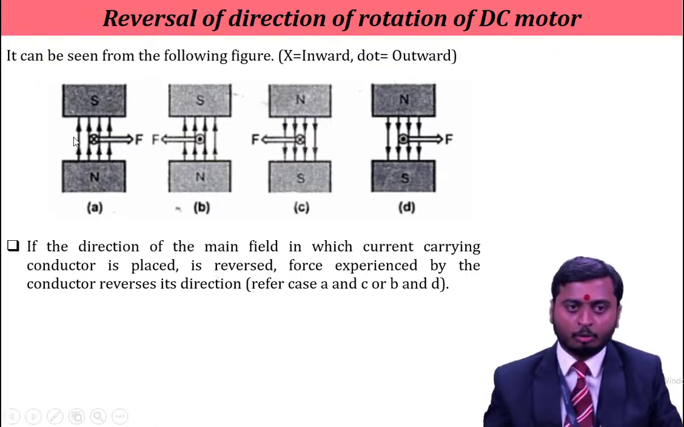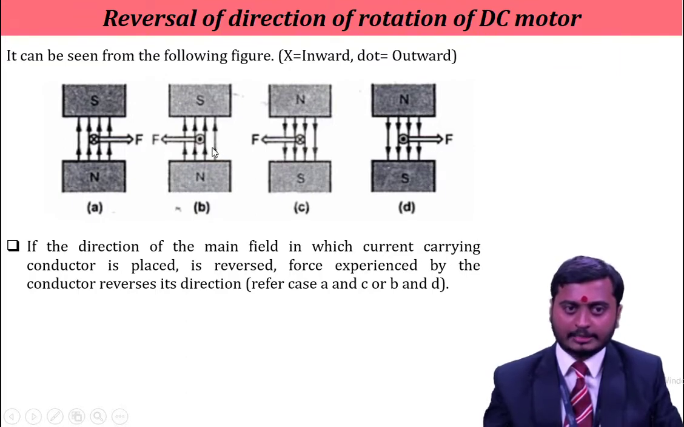So let's see the two cases, case A and case C. Here you will observe that in case A the field is from downward to upward. For case C, it is from upward to downward. So if we change the direction of the field, then we can reverse the direction of the force. Now in case B and case D, in case B the magnetic lines are in upward direction, whereas in case D the magnetic lines are in downward direction. So again here you will be able to change the direction of the force.